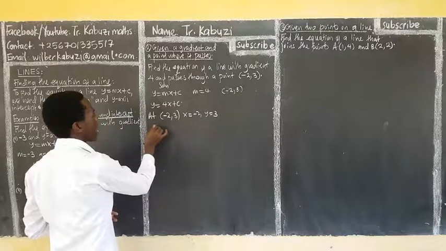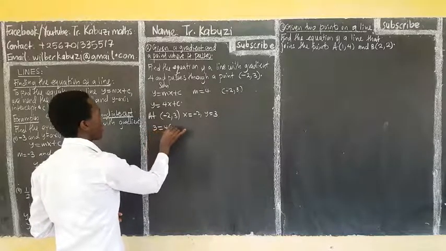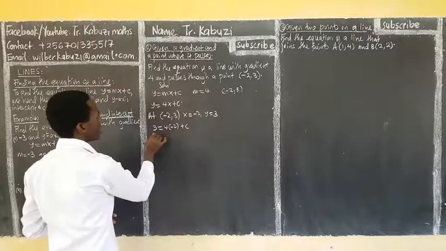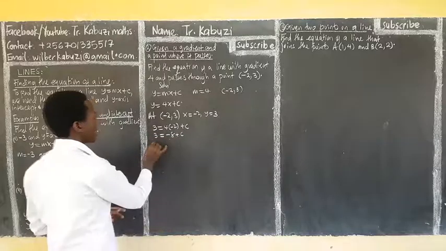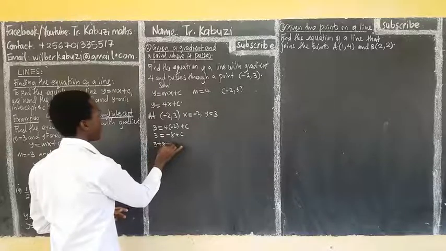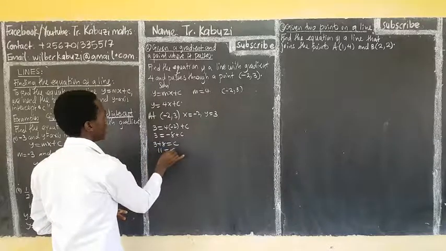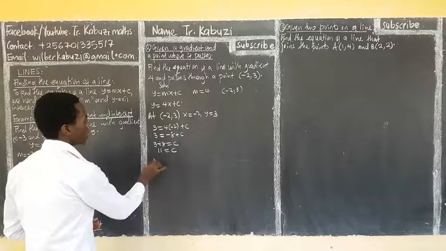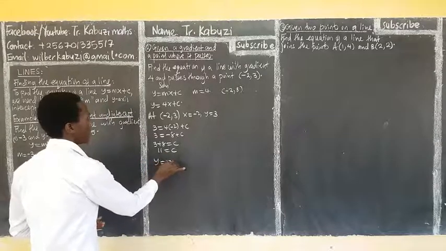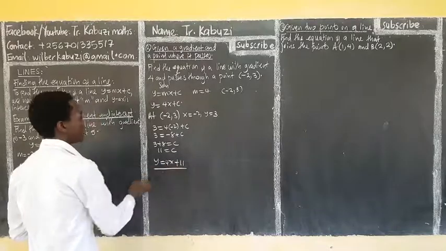So putting here, I have 3 equal to 4 times -2, then plus c. This will be 3 equal to -8 plus c. When I take that to the other side, I have now 3 plus 8 equal to c, and this will be 11. Now you have also the intercept, then you just substitute into the equation. So y will be 4x plus now 11. That will be the equation.